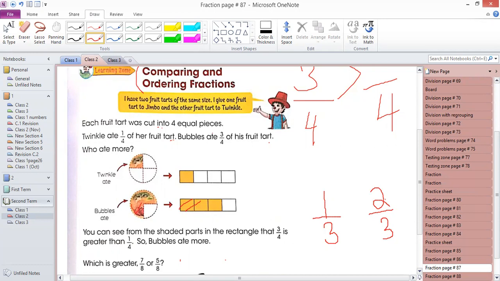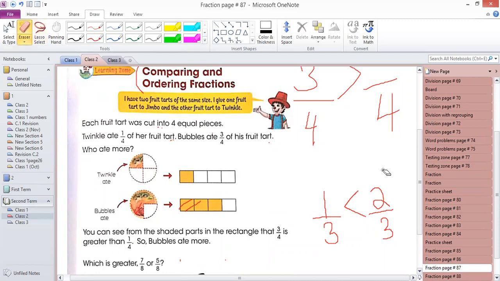Because 1 is smaller than 2, 1 is less than 2. That's why 1/3 is less than 2/3. Why? Because 1 is less than 2. The denominator is the same, so you will compare the numerator.